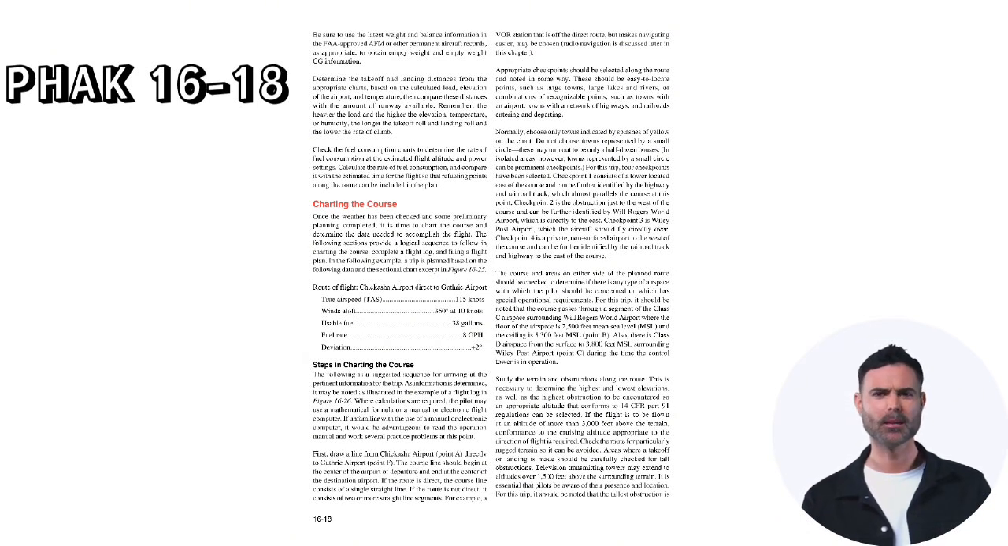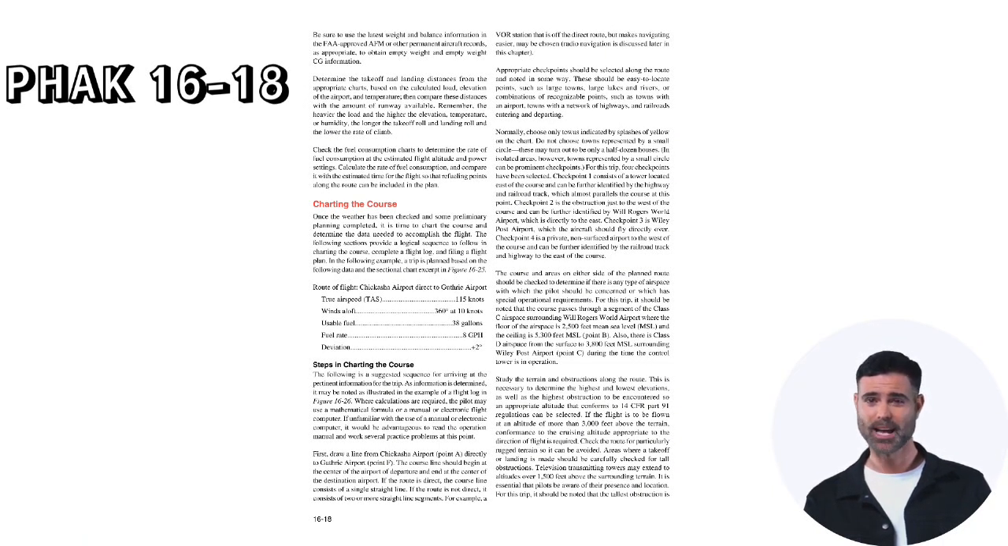Study the terrain and obstructions along the route. This is necessary to determine the highest and lowest elevations, as well as the highest obstruction to be encountered, so an appropriate altitude that conforms to 14 CFR Part 91 regulations can be selected. If the flight is to be flown at an altitude of more than 3,000 feet above the terrain, conformance to the cruising altitude appropriate to the direction of flight is required. Check the route for particularly rugged terrain so it can be avoided.